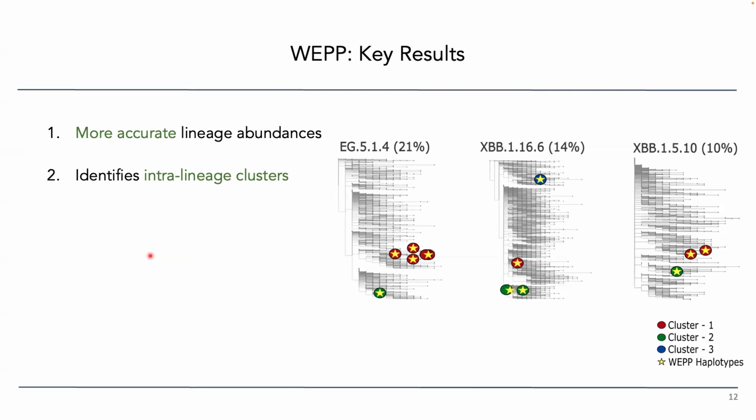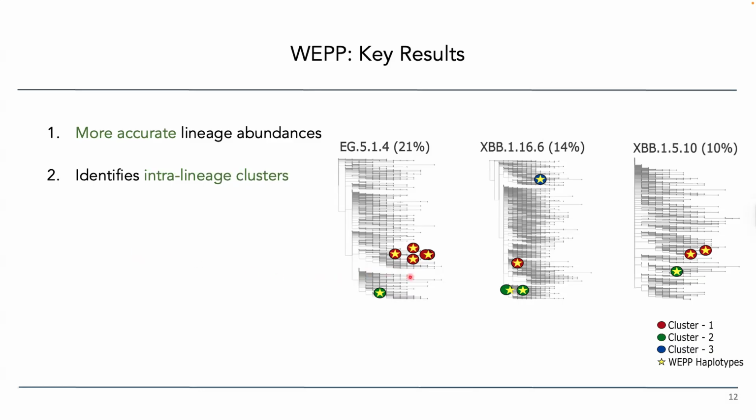Okay, so with this haplotype level resolution, WEPP unlocks a powerful application for tracking intralineage haplotype clusters from wastewater, which so far has been restricted to clinical sequencing. This provides more insights into the state of the outbreak without the bias of clinical sequencing. Here we have shown an example of simulated intralineage haplotype clusters based on the sequences that were observed in San Diego. We can clearly see two haplotype clusters for the lineage EG.5.1.4, shown by the circles of red and green color.